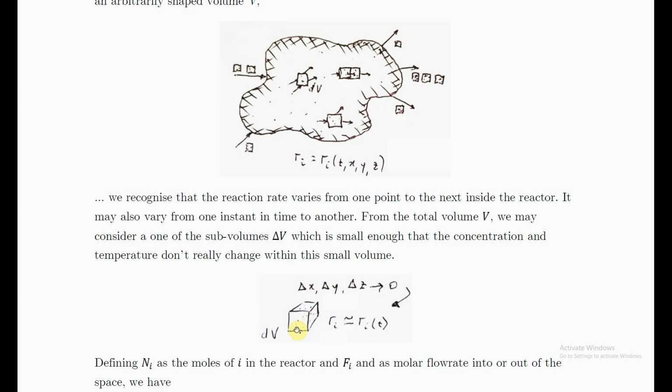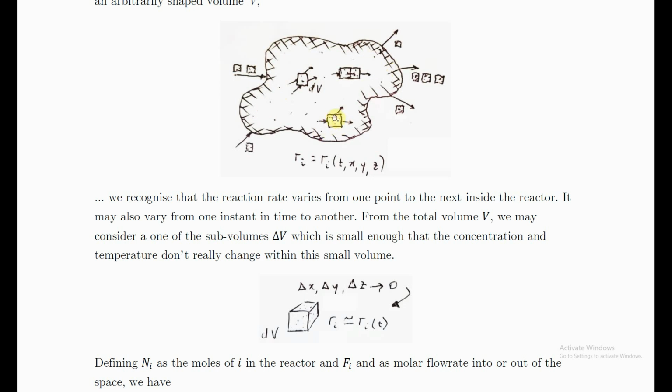So we are imagining a differential element, or a differential space, inside our real reactor. The point of that is it's so small that within this little box, we can say that the reaction rate is not a function of position. In contrast with this large volume here, where there's enough space for gradients to develop. So this is big enough that we can say the concentration here is different to the concentration there.